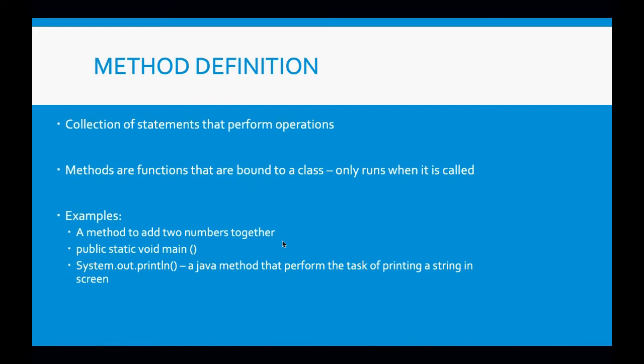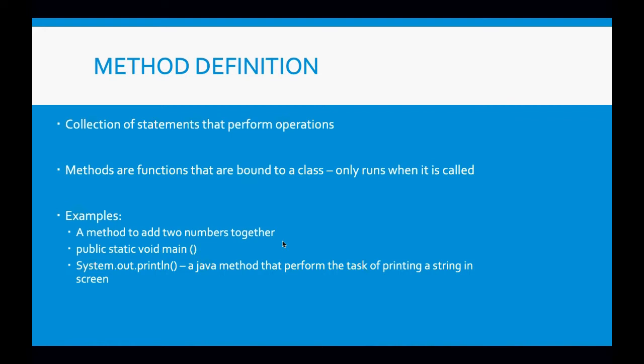What is a method? A method is a collection of statements that perform operations, and it's usually in a block of code, and their functions are bound to a class, so it only runs when you call it. If you just define a method, it doesn't do anything unless you call the method. So you need to call that method.